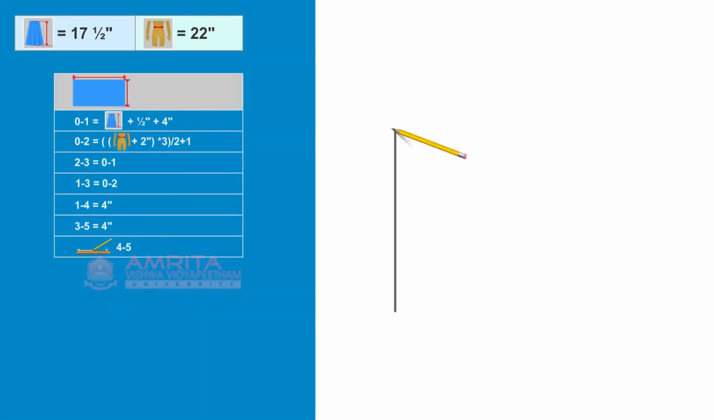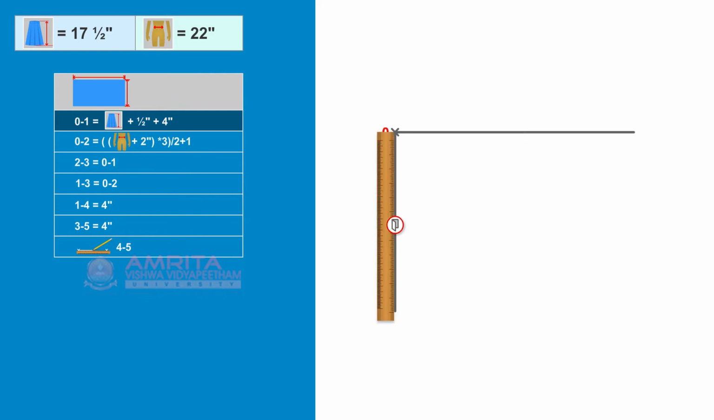Draw a baseline and mark a starting point 0 towards the upper part of the baseline. This line represents the fold while drafting on fabric. From point 0, draw a right angle line to the baseline. This is the waistline while drafting on fabric. From point 0 along the baseline, measure the skirt length including seam allowance, which is 22 inches, and make a mark. This is point 1. From point 1, draw a right angle line to the baseline.